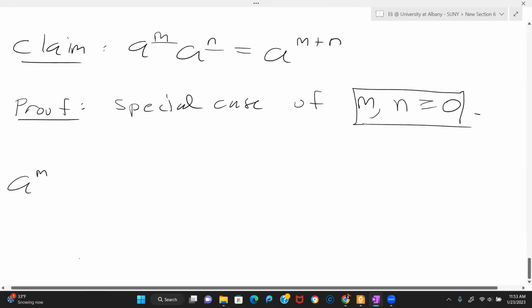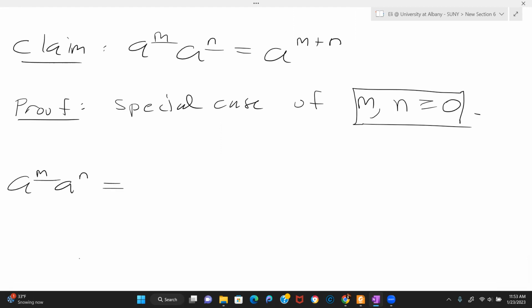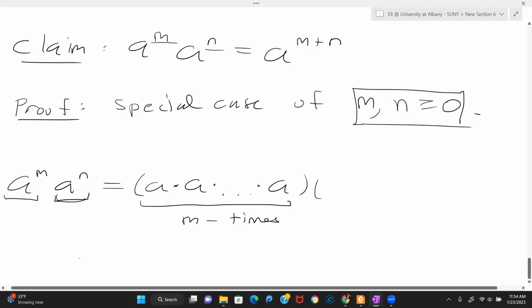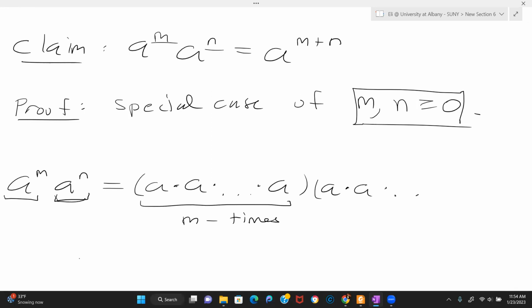So if m and n are positive, what does that mean by definition? Well, by definition, we can expand these two using that first definition. So a to the m is going to be a times itself, m times, right? This is m times. And then a to the n is going to be a times itself, n times.